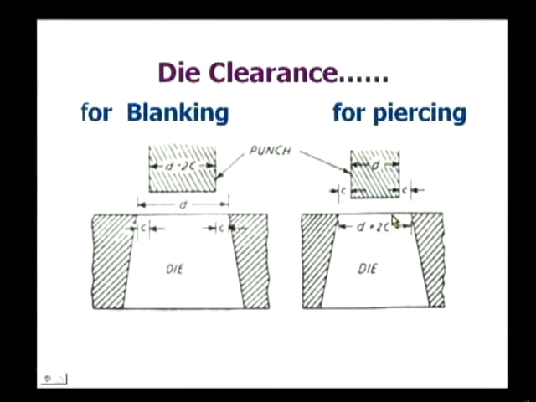Whereas in case of piercing operation, also called punching operation, the clearance should be provided in the die, because during piercing or punching operation, the dimension of the hole is important. So, to punch a hole of required size, the punch size must be exact and the clearance is provided on the die. So the net opening is D plus 2C, where C is the clearance on one side.